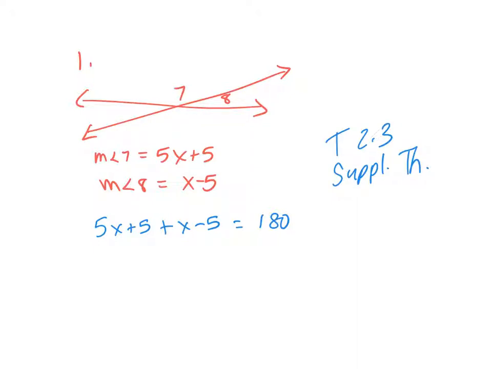So what happens next? What is 5x plus x? 6x. And that will equal 180, because the 5's bite the dust. And x equals 30. But in the directions it says find the measurement of each angle pair.